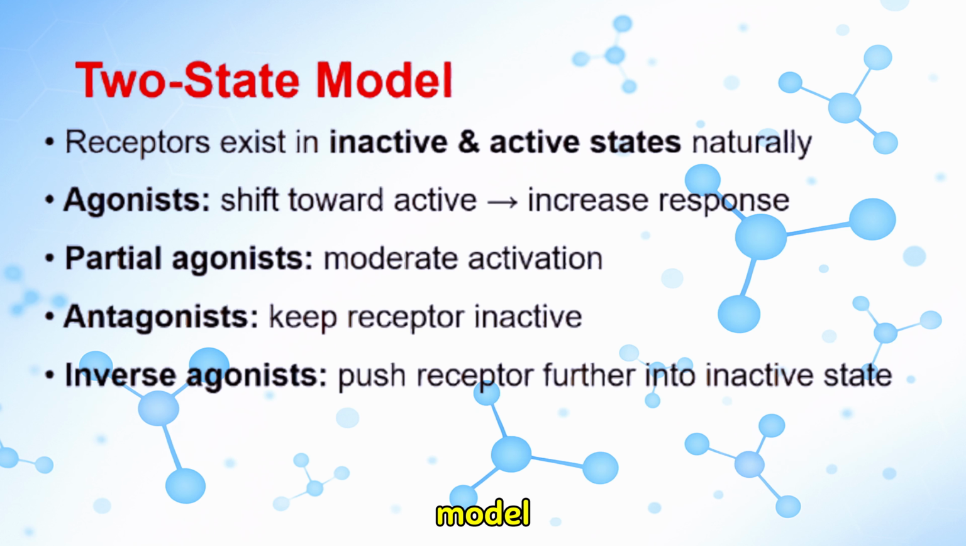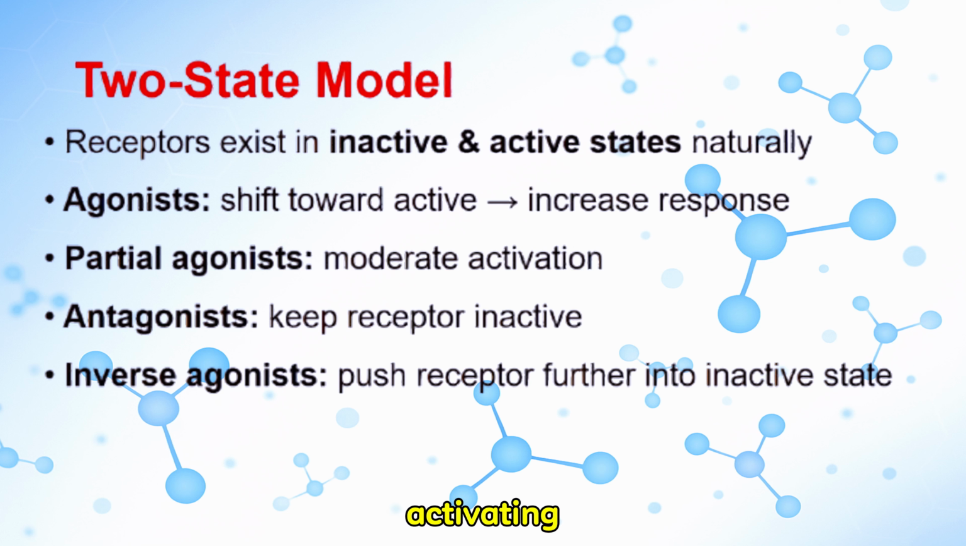The two-state model. This model says receptors naturally exist in two states: an inactive state where nothing happens, and an active state where a cellular response is triggered. Even without a drug, receptors can switch between these states at random. Drugs influence this balance. Agonists shift more receptors into the active state, increasing the response.